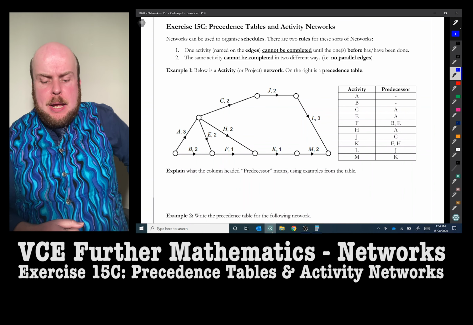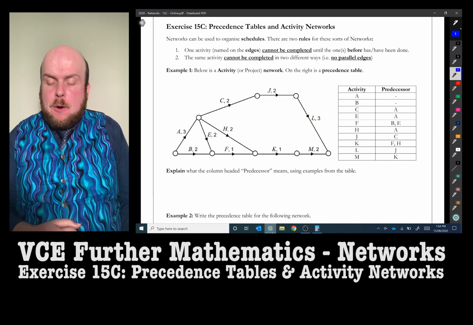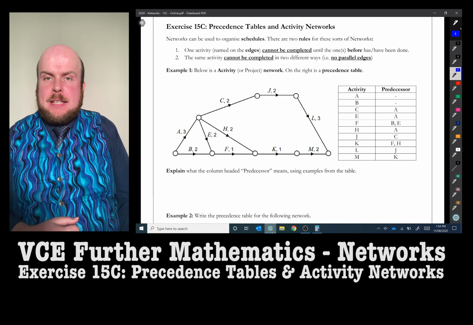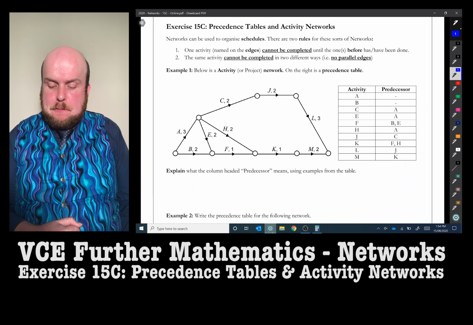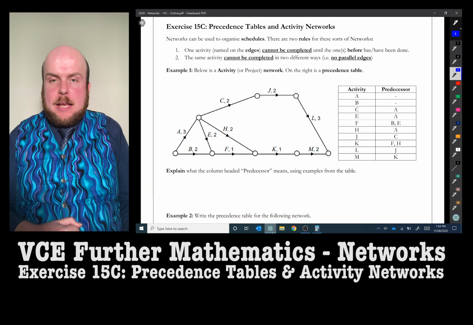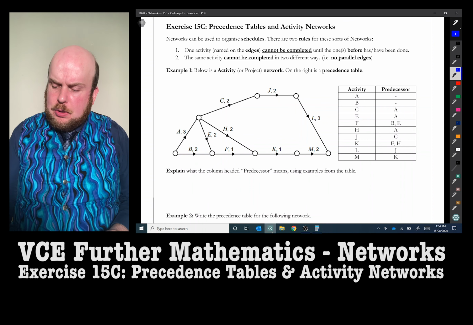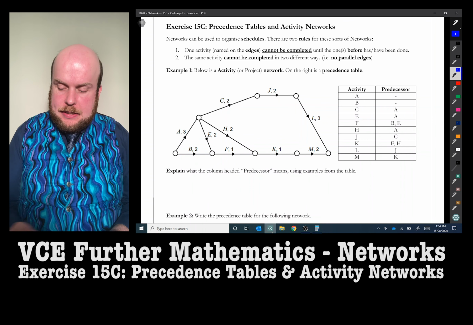So example 1, below is an activity or project network. On the right is a precedence table. Explain what the column headed predecessor means using examples from the table. So let's have a look at what this table is saying.